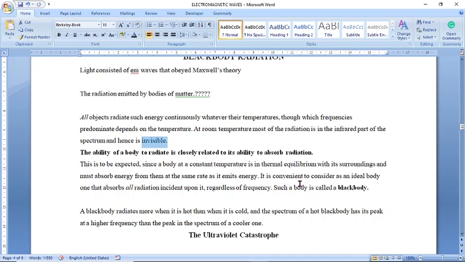Or simply, it is an ideal body that absorbs all radiation incident upon it. And it also emits radiation. A black body radiates more when it is hot than when it is cold. And the spectrum of a hot black body has its peak at a higher frequency than the peak in the spectrum of a cooler one.